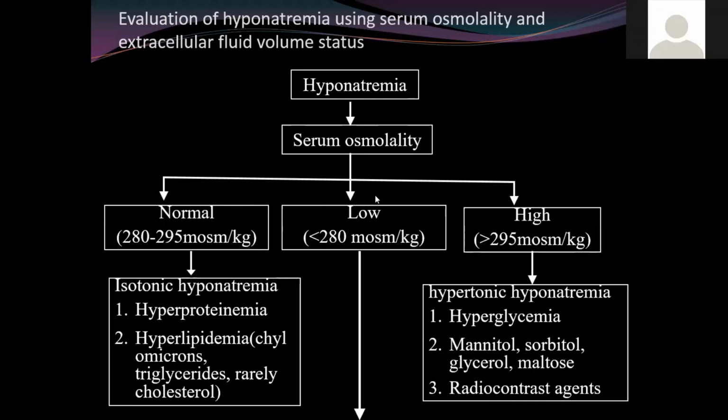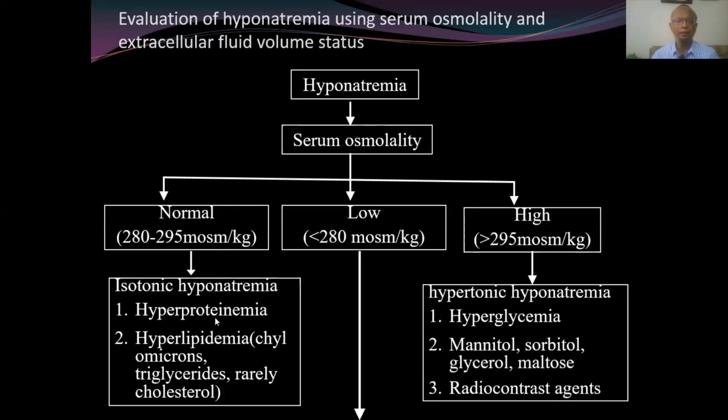Most important is low osmolality. Hyponatremia with low osmolality is when it is less than 280 milliosmol per kg. Then there is hyponatremia despite a normal osmolality. When osmolality is in the range of 280 to 295 milliosmol per kg body weight, then we label it as the case of normal osmolality hyponatremia, that is isotonic hyponatremia.